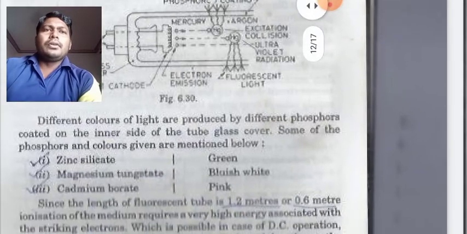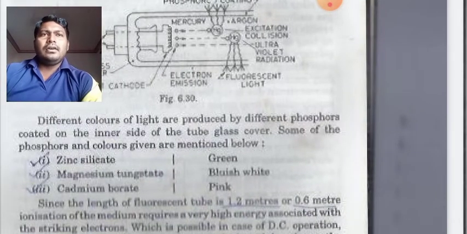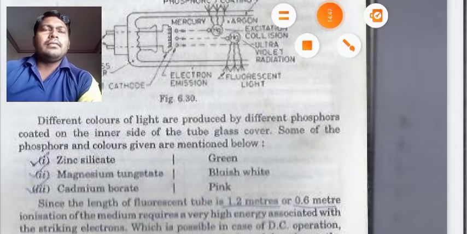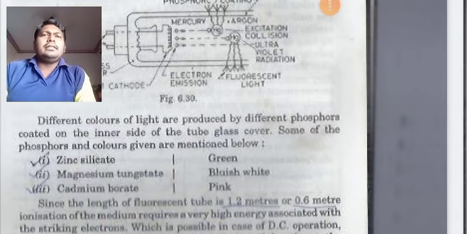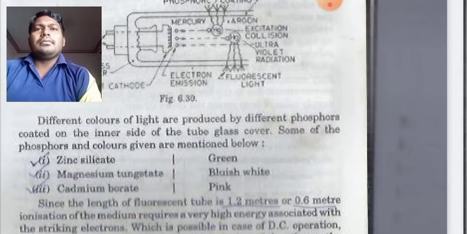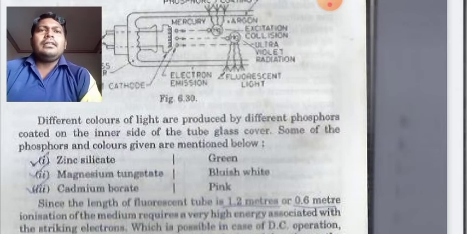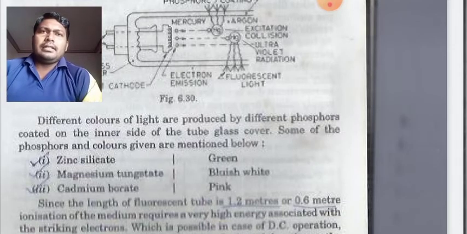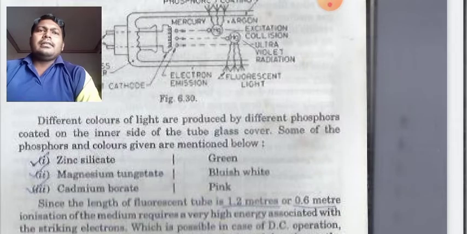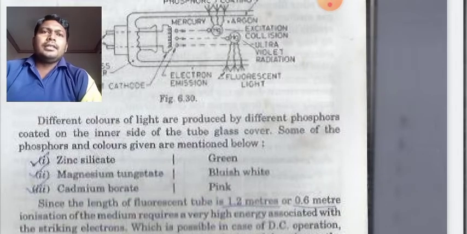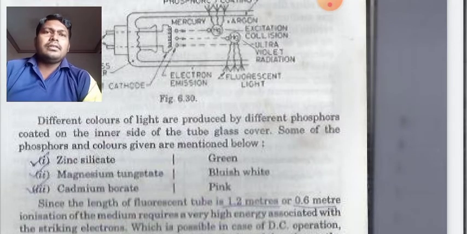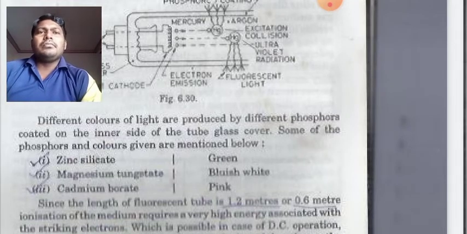Different colors of light are produced by different phosphors coated on the inner side of the tube of the glass cover. So depending upon the coating only, the light will be produced. There are varieties of light which can be produced by the coating inside the glass tube. Some of the phosphors and colors are mentioned below. Zinc silicate will produce green light. If the inner wall is coated with magnesium tungstate, then bluish white will be produced. If it is cadmium borate, it will produce pink.